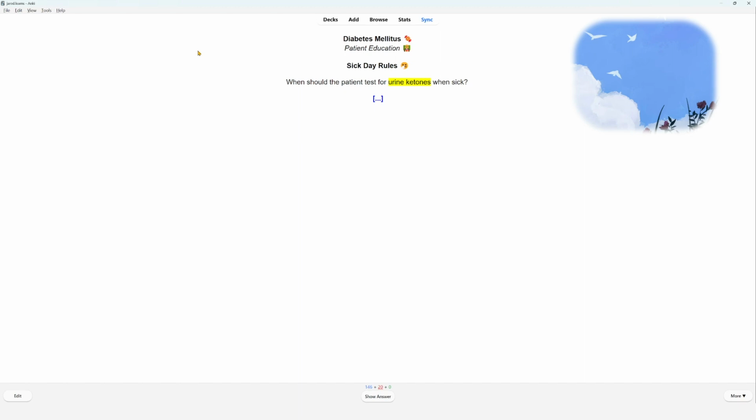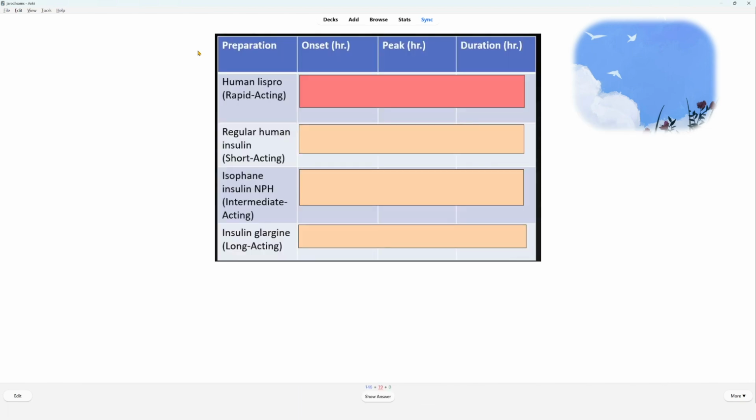When should patients test for urine ketones when sick? Now that's back to the first one that I missed. That's when glucose is over 240. 15 minutes, 30 minutes to an hour and a half, and 5-hour duration.